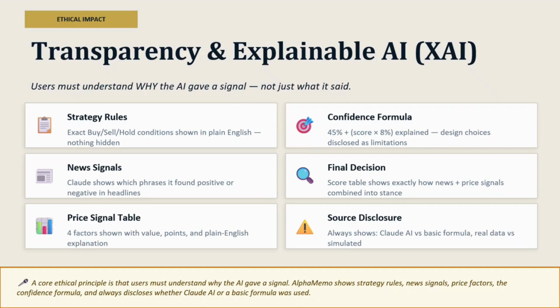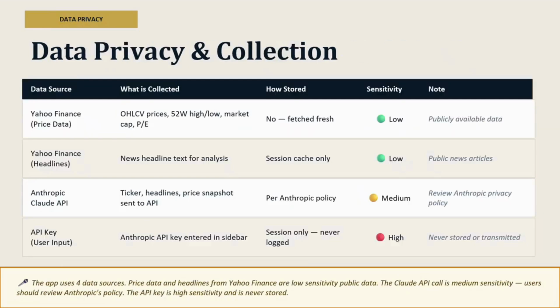Transparency protects understanding, but I also had to protect user data. All market data and news come from Yahoo Finance, fully public. When calling the Anthropic API, I only send the stock ticker and headlines, no personal data. The user's API key is stored in session memory only, never logged or saved, and no user account or personal information is collected at all.